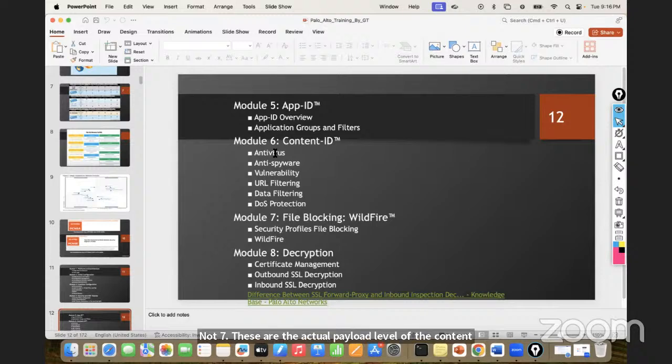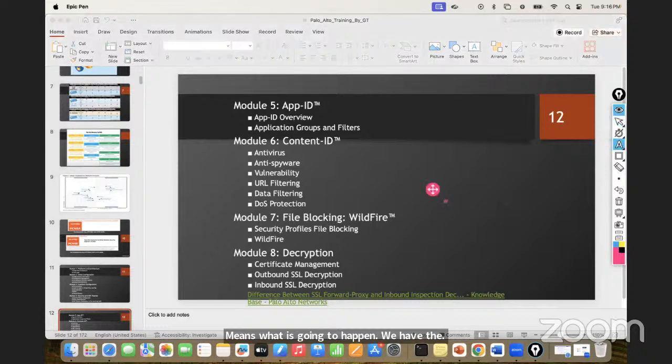And based on that inspection, your firewall is going to come into the picture, and it will take care of each and everything for your network. Now we have another advanced topic here, that is decryption. Probably you know about SSL decryption. Always you have seen that SSL inspection, SSL decryption. It is the same thing. Means what is going to happen? We have the web traffic. Web traffic has been classified into two types. First, web traffic can work on port 80. That is your HTTP traffic. On port 443, that is your HTTPS traffic.